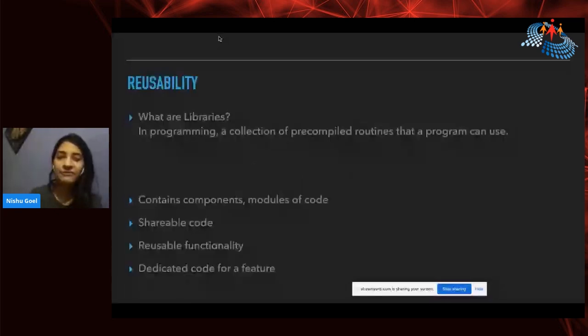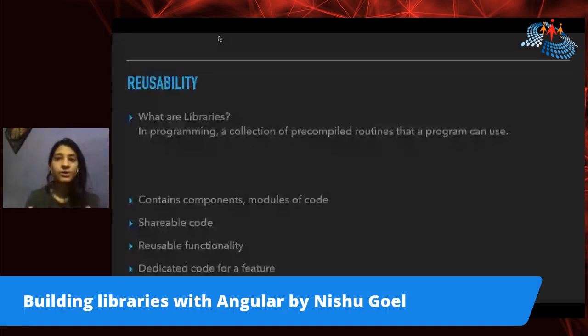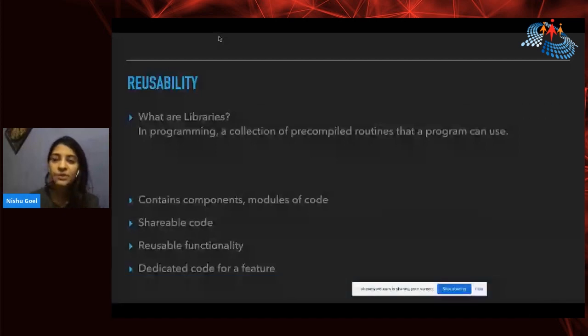So when we talk about libraries, the basic idea of creating it is about the concept of reusability. And if you're looking for a more standard definition of what libraries are, you would want to go into the programmatic definition. When I was Googling what is a library as a technical definition, it says that in programming, a collection of pre-compiled routines that a program can use is a library.